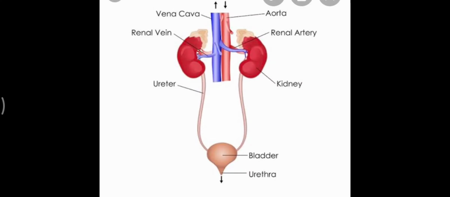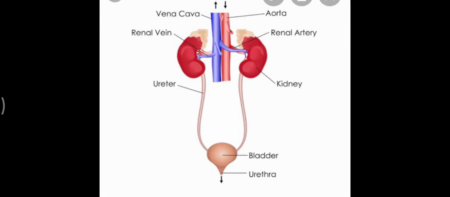Now each kidney gets blood through the renal artery, which brings unclean blood to the kidney. Unclean blood means the blood which has nitrogenous waste in it. Your kidneys are made up of special cells which are called nephrons. We will discuss the structure of the nephron in detail in our next session.